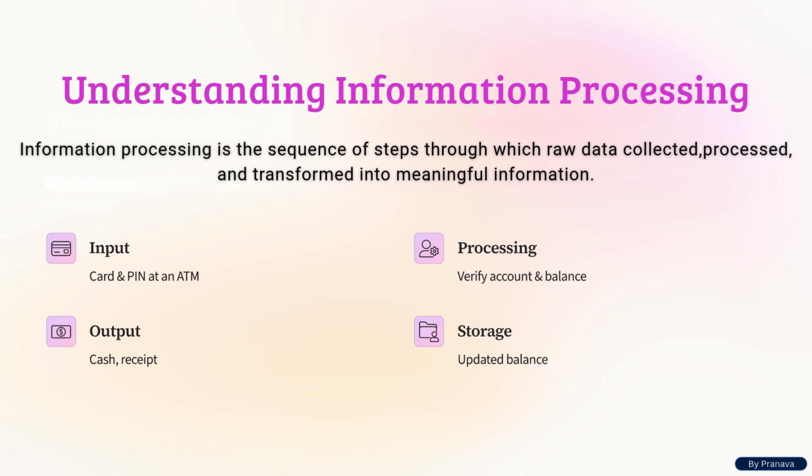Input is nothing but the raw data that we have to get. Processing is where we convert it, transforming it into information. Output is the meaningful information which we get from the input, the raw data. And after that will be the storage. All that meaningful information must be stored in a place, and that place will be the storage area. This is what information processing is.